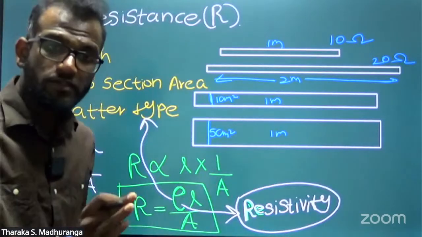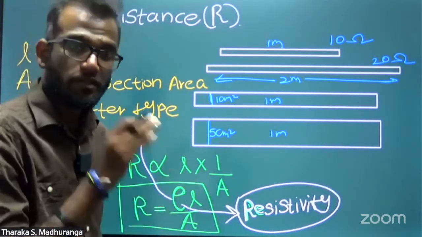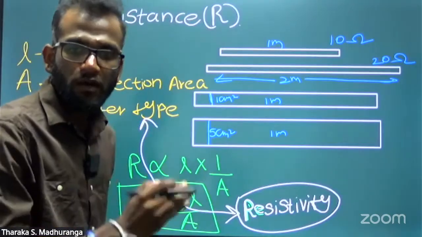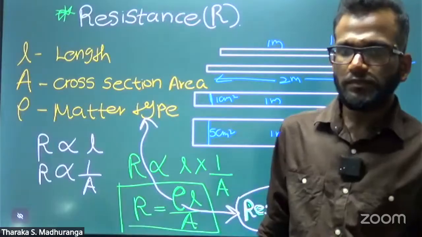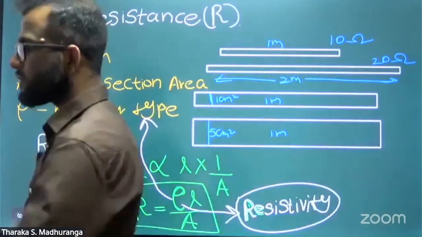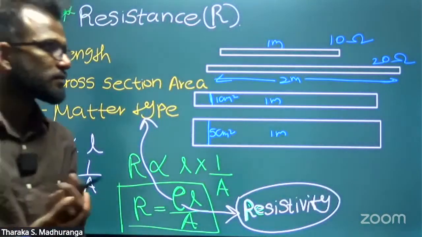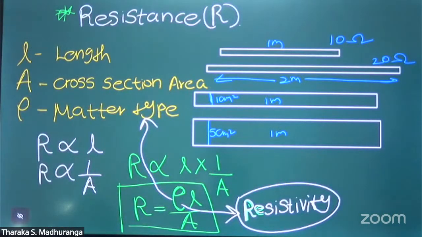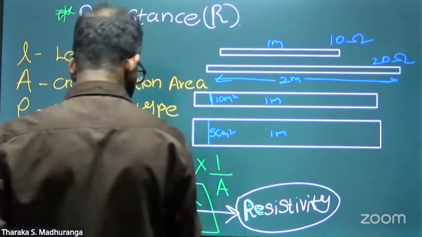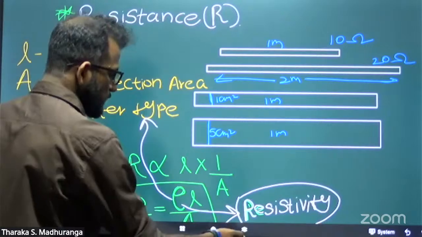That is a constant dependent on the material type. Resistivity of the conductor. Okay, I'm going to erase.